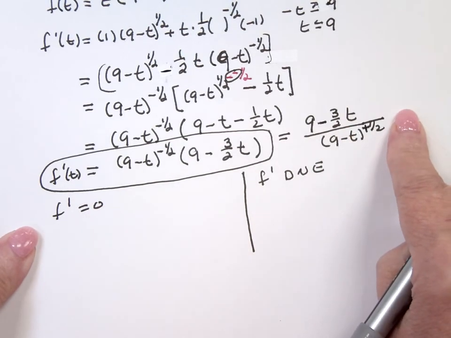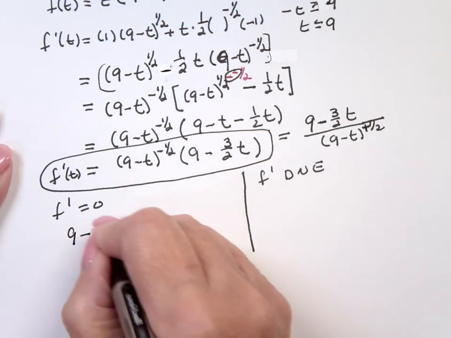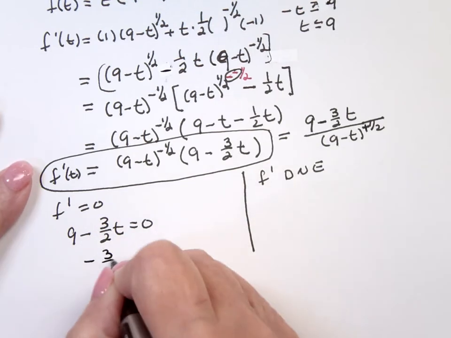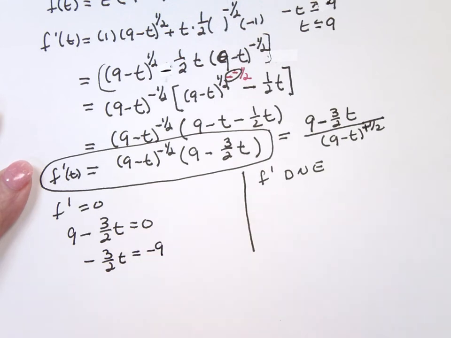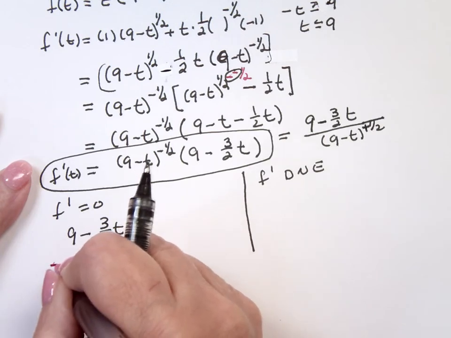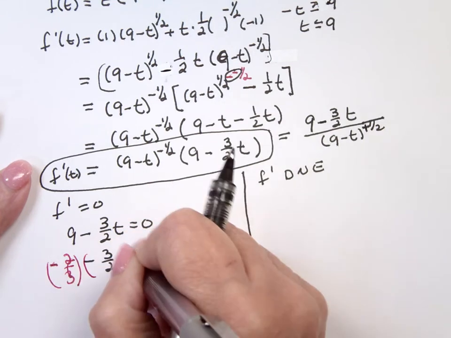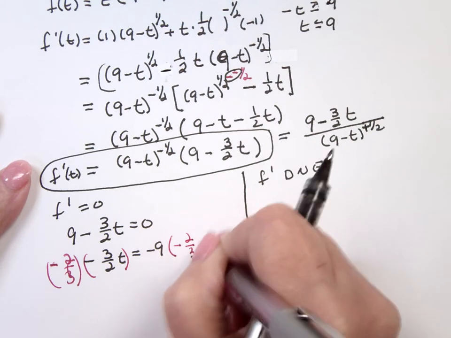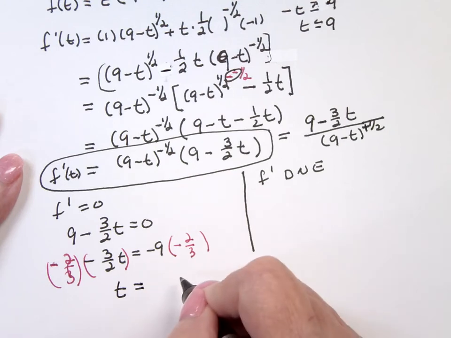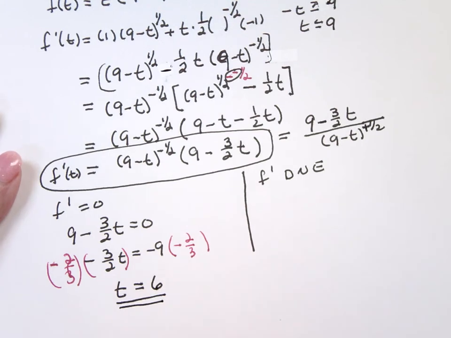So it's 0 over some number. So that's where 9 minus 3/2 t equals 0, or negative 3/2 t equals negative 9. Multiply both sides by the reciprocal, which would be a negative 2/3. This gives me that t equals 18 over 3, which is 6. So t equals 6. So I have a critical number of t equals 6.